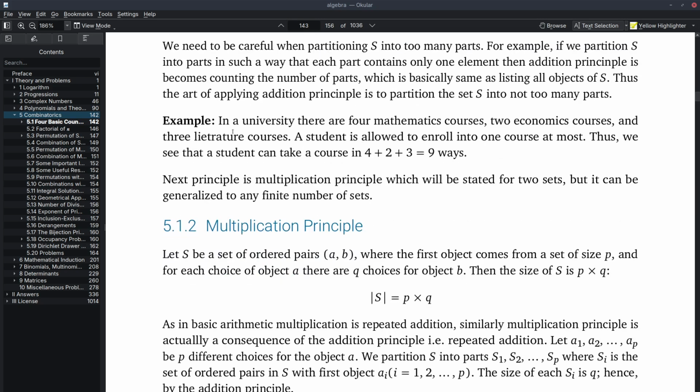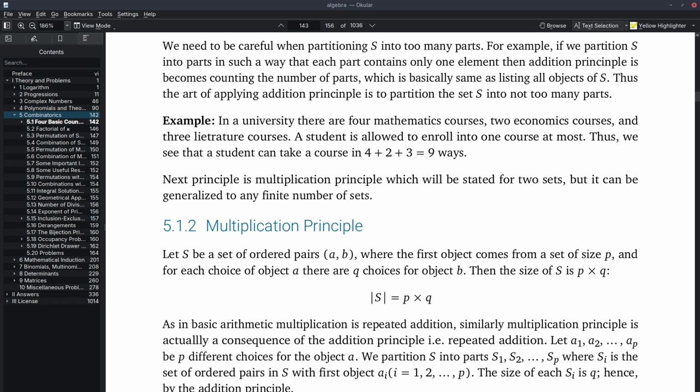An example is given. In a university, there are 4 mathematics courses, 2 economics courses, and 3 literature courses. A student is allowed to enroll in 1 course at most. Thus, we see that a student can take a course in 4 plus 2 plus 3, which is 9 ways.